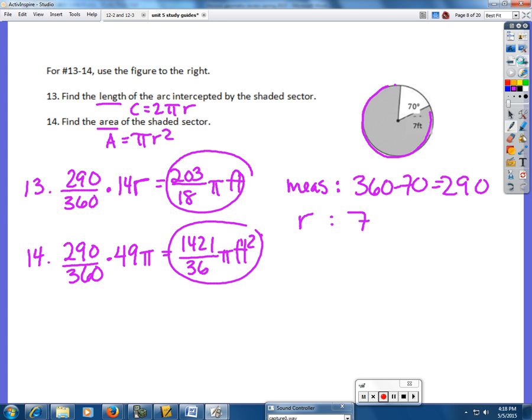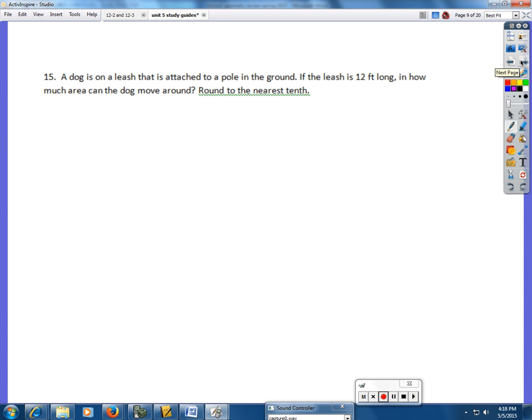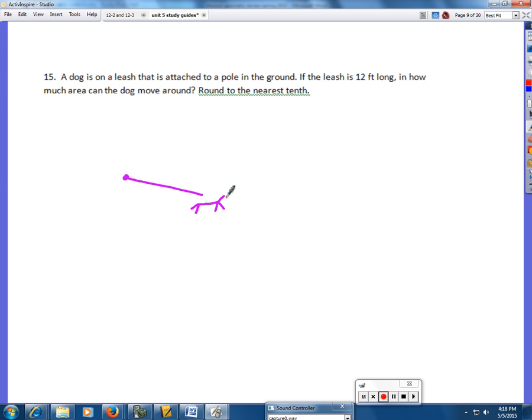15. You have a dog on a leash attached to a pole in the ground. So let's pretend this is the pole. And here's the leash. Here's our dog. Here. I know, I'm not an artist. Woof, woof. Okay, so there's your dog. Now the dog can walk anywhere in the circle within the distance of the leash from his pole. So basically he can walk in this whole area.